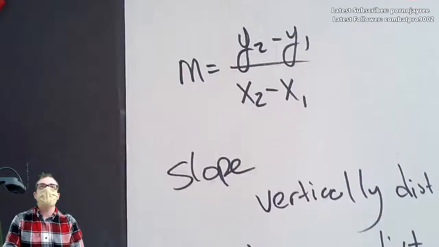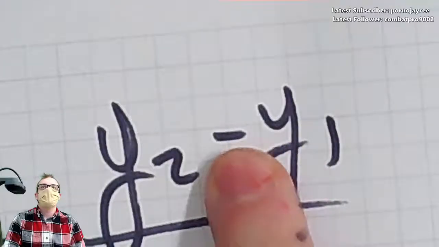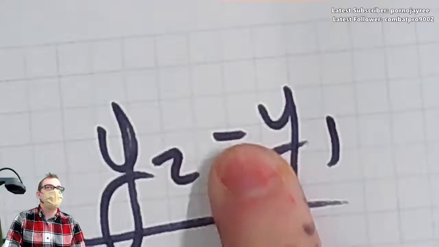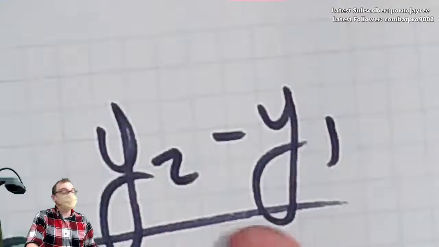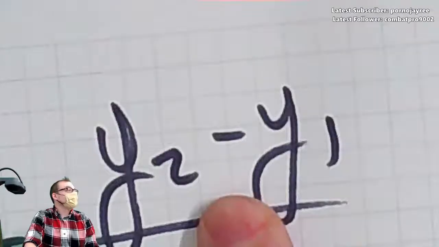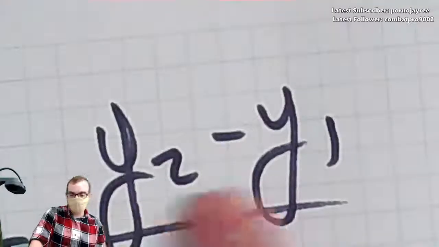What do you see there? A minus. Subtraction. What is subtraction? Distance. So we're talking about distance. Very good, Gina. What kind of distance? We're talking about y values.